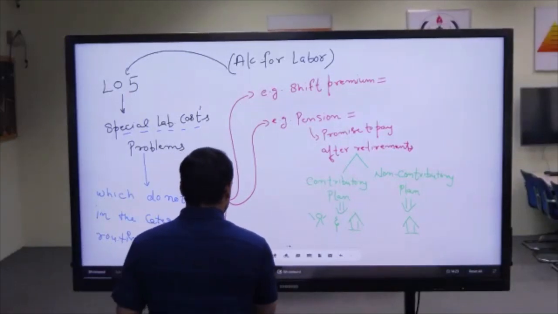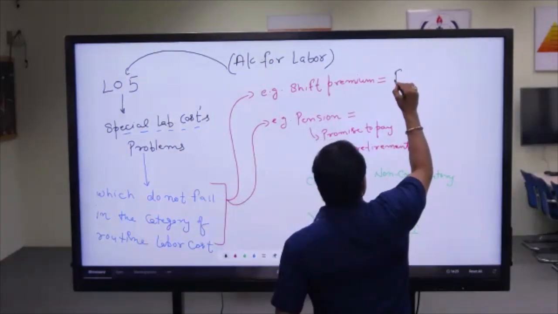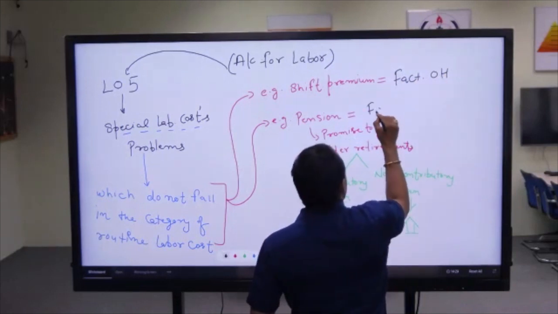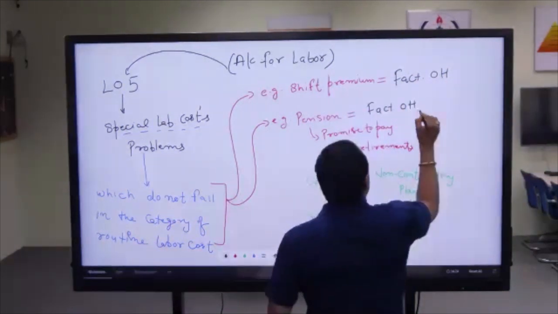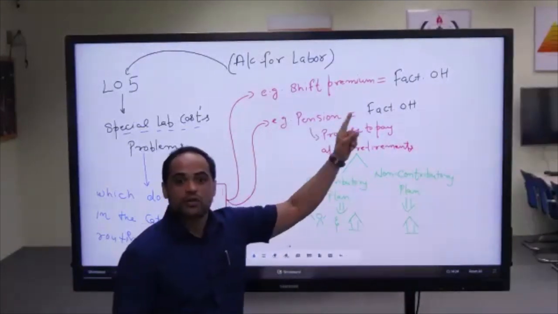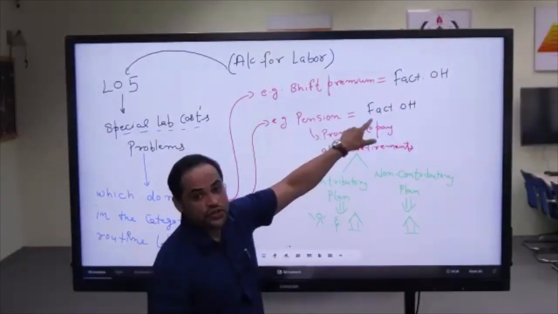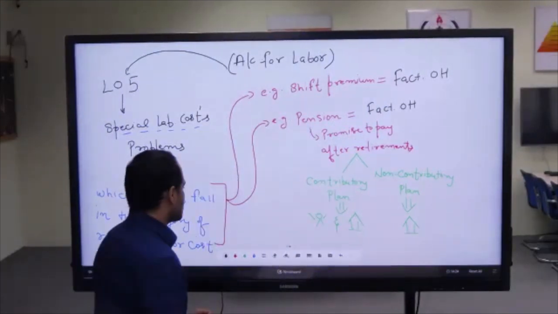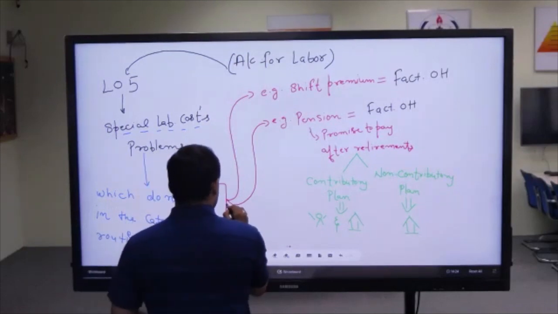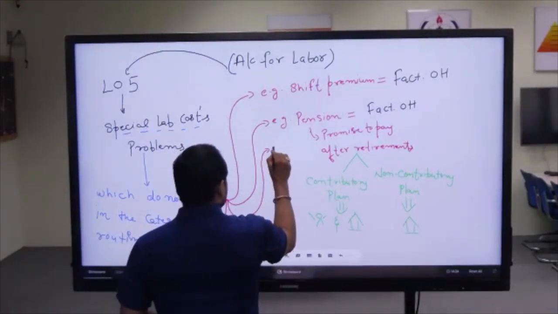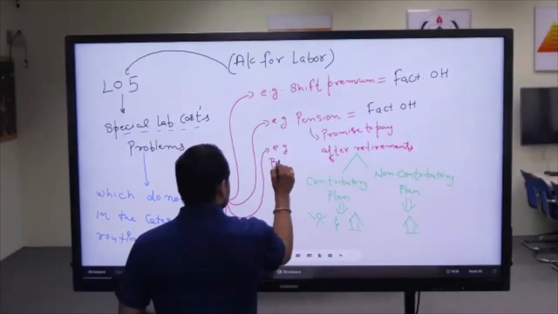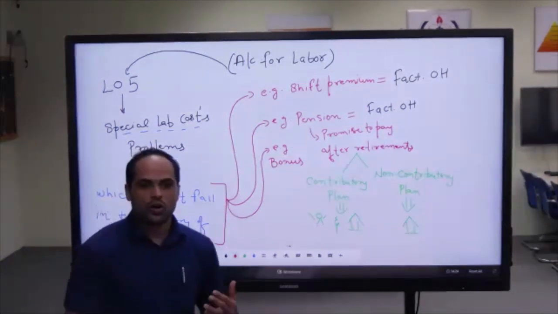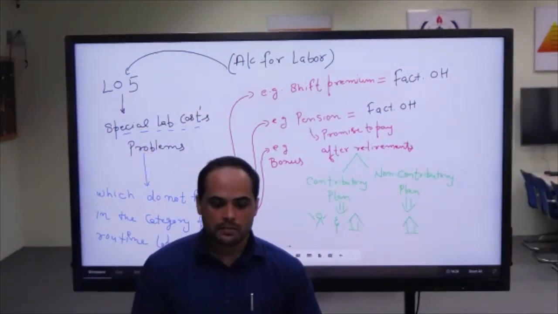So let me write down here: factory overheads, right? Here also factory overheads. So shift premium will transfer to factory overheads and pension also transfers to the factory overheads. Next one is bonuses. Bonus.